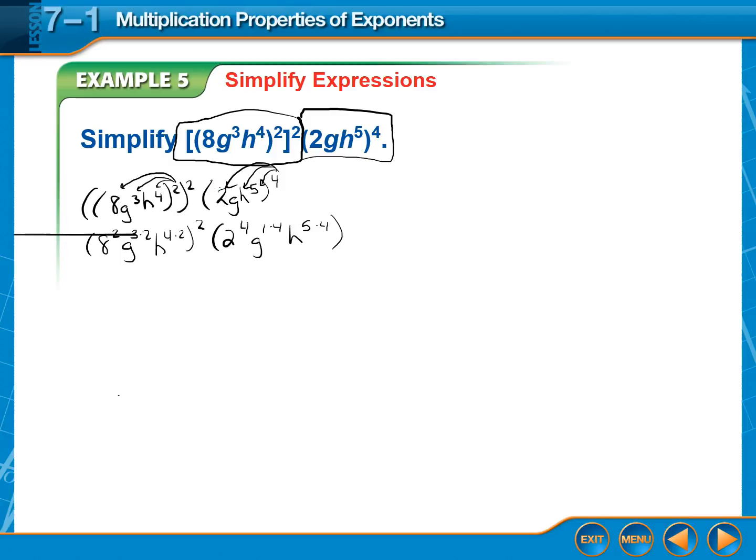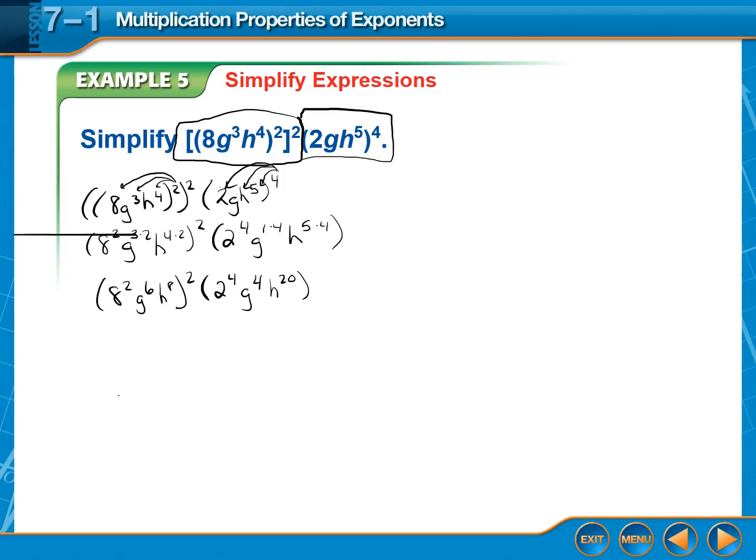So now let's rewrite this by combining those exponents. We've got 8 squared. G, if I do 3 times 2, that gives me g to the 6th. H, 4 times 2 is h to the 8th. And in the other expression, 2 to the 4th. G, 1 times 4, so that's g to the 4th. H is 5 times 4, so that's h to the 20th.